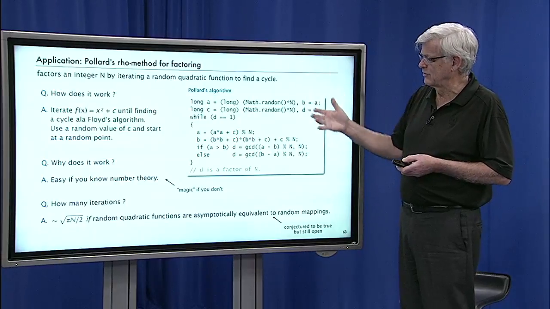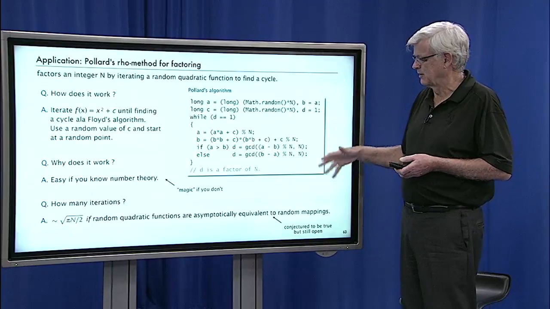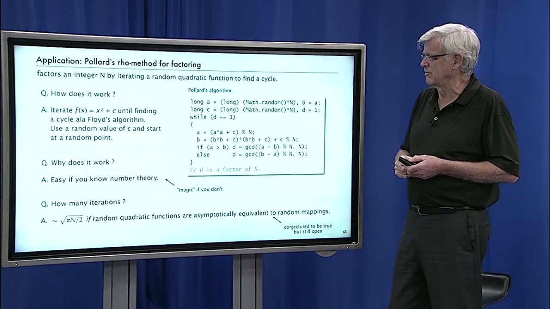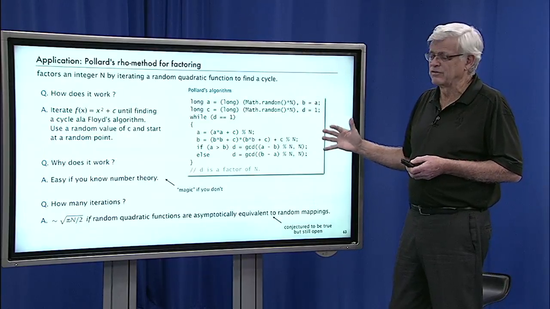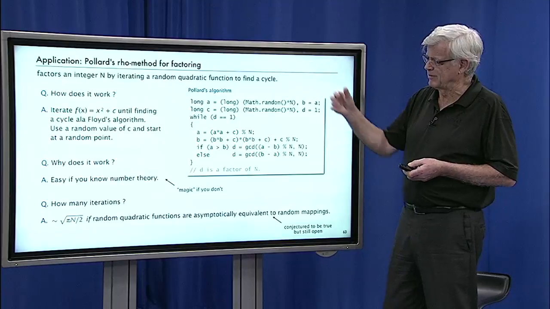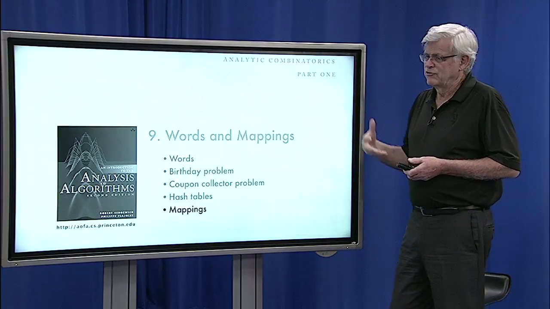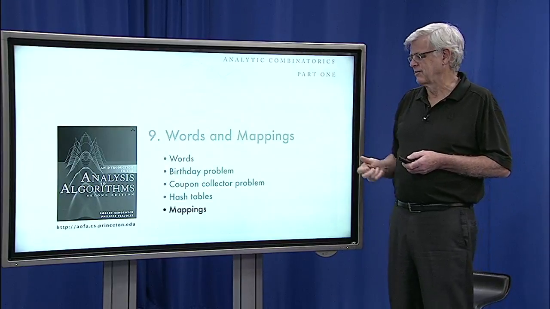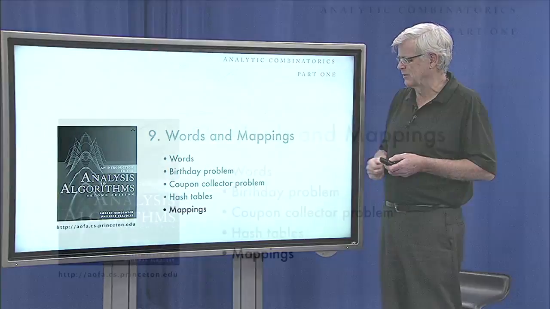And Pollard actually used this method to factor huge integers a while ago, and it's typical of the kind of thing that people are trying to do in cryptography nowadays, studying properties of these kinds of functions. Analytic combinatorics and properties of mappings play a role in this kind of research. So I wanted to end with a real application like that, and end with mappings. They are quite fascinating combinatorial structures.